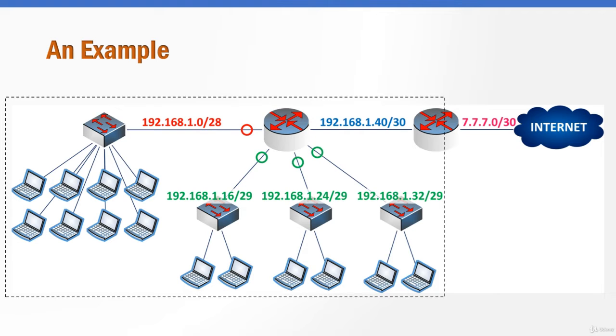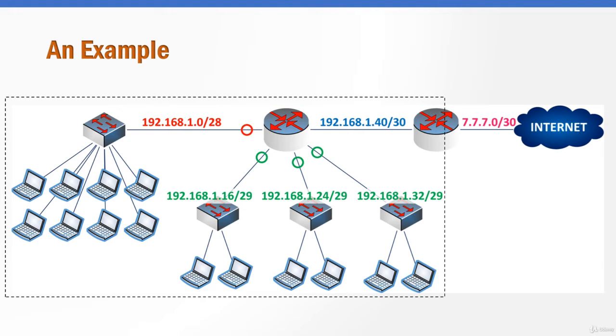Now, if we were to look at this network from the internet, and just for the sake of this exercise, let's forget about these IP addresses actually not being routable on the internet. So if we had a router someplace on the internet, it would have to know about all of these subnets. So it would have to remember a route for 192.168.1.0/28, 192.168.1.16/29, 24/29, 40/30, etc., etc.